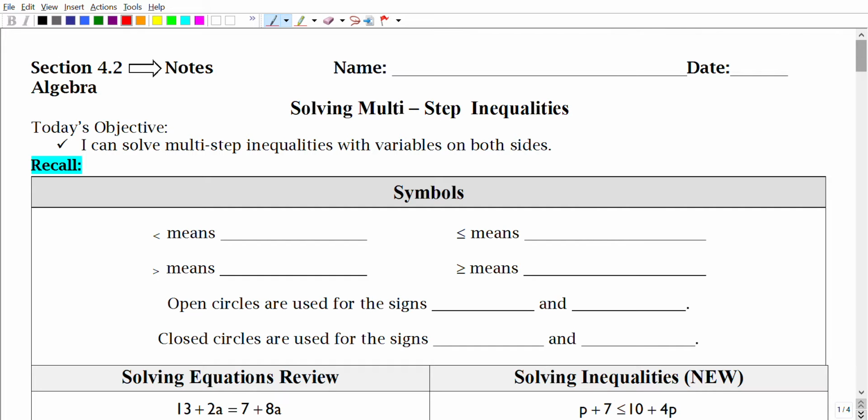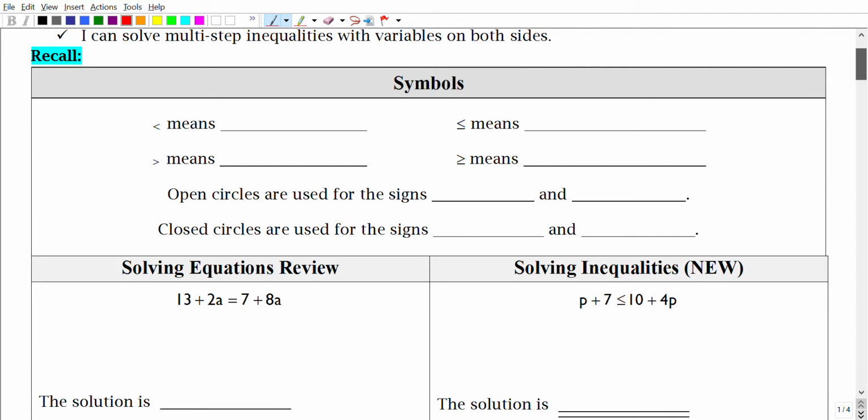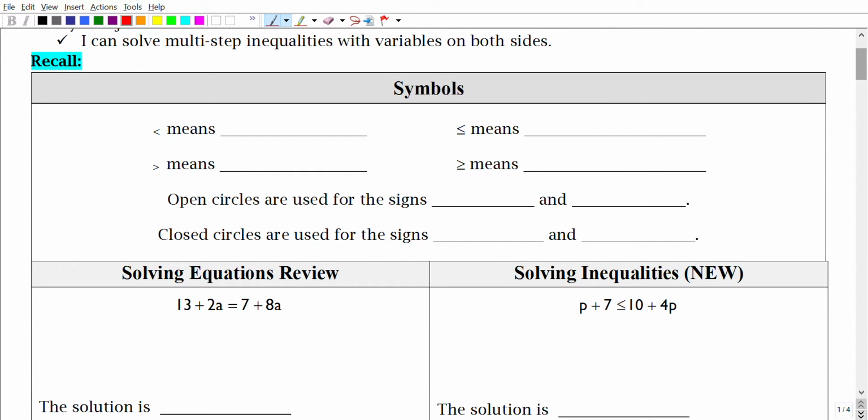So in order to understand how to solve them, let's recap a few things on solving when we have variables on both sides. What we're going to do is look at how we would do that in an equation and compare it to how we would do it now with an inequality and see where the differences and similarities are. But since we are focusing on inequalities, let's recall a few important things from inequalities.